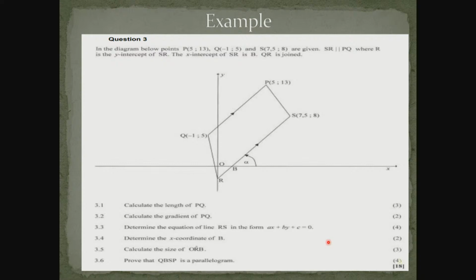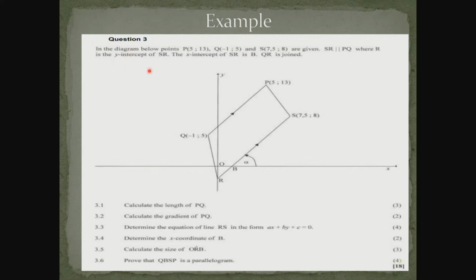Okay, right, thank you. I think now you went through those 6 questions, but like I said, in the first question on the statistics, read the given information first. Read the given information first. In the diagram below, points P, Q, and S are given. SR is parallel to PQ. Please make it a point that you verify if what is written here is the same as what is on the sketch, and where R is the y-intercept.